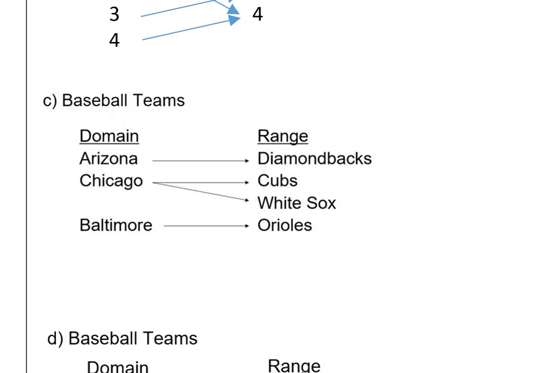For our third example, we're looking at baseball teams, and our domain is cities, and our range is teams. And what we can see is that even though Arizona has only one team, and Baltimore has only one team, Chicago has both the Cubs and the White Sox. And so that's one item in our domain having more than one item in our range. And so that correspondence means it does not have exactly one, therefore it is not a function.